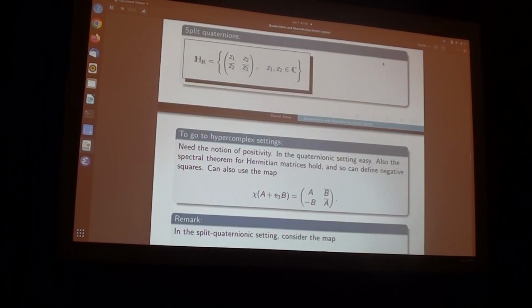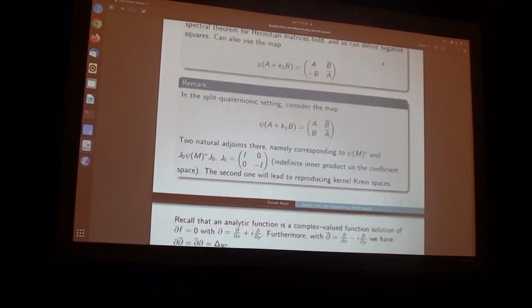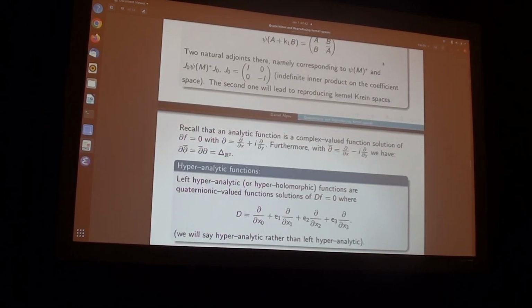Okay, so as I mentioned in the second slide, and here it's written in a slightly different way, you can still speak of Hermitian matrices in the quaternion setting, and there is a spectral theorem, so you can speak of positive matrices, so you can define the notion of reproducing kernel, and also the Riesz theorem holds there for quaternion Hilbert spaces, so you can speak about reproducing kernel spaces.